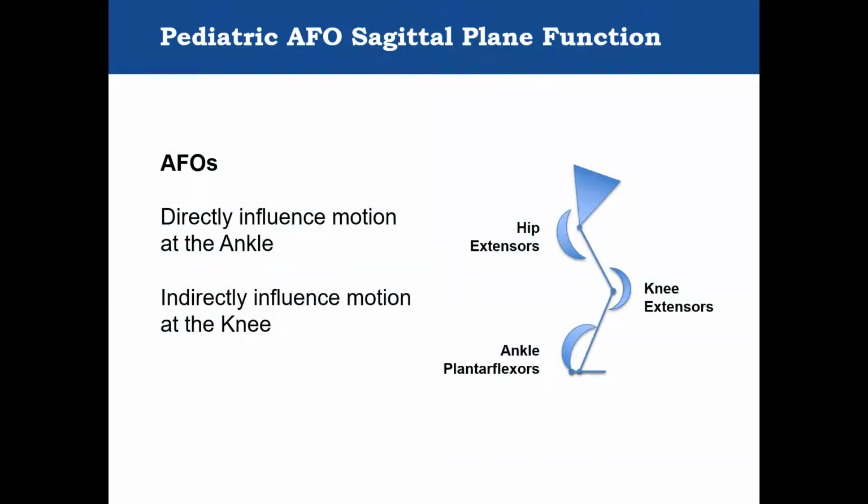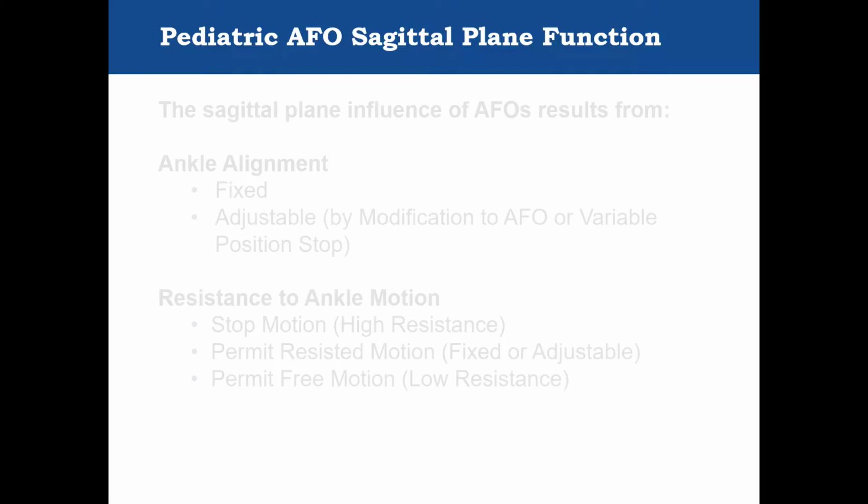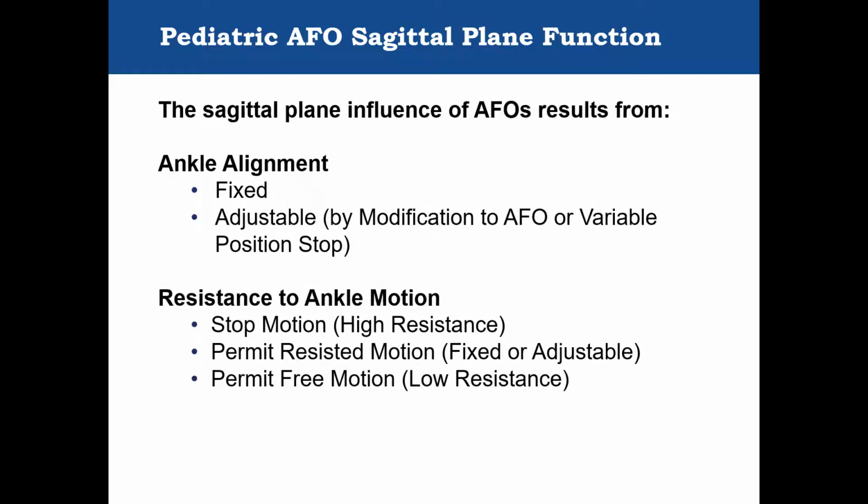AFOs directly influence ankle motion by applying forces across the ankle joint in three-point bending. These orthoses indirectly influence knee motion by manipulation of the ground reaction force with respect to the knee axis. This orthotic influence at the ankle and knee results from the AFO's ankle alignment and resistance to ankle motion. This influence may be fixed or adjustable.